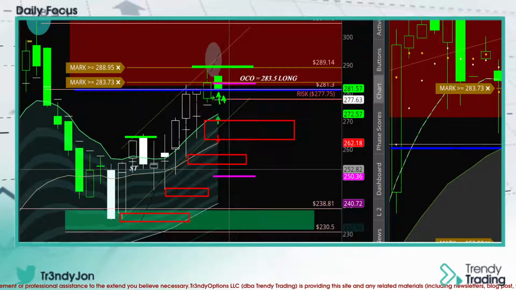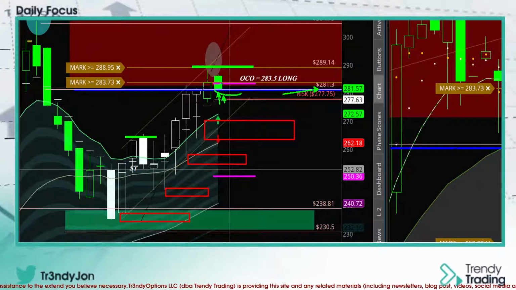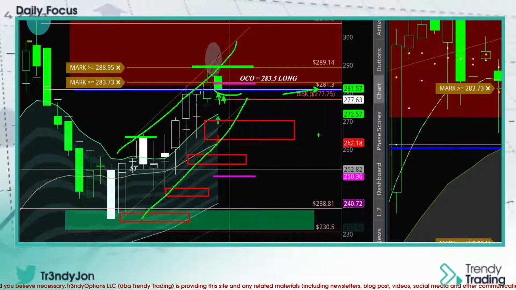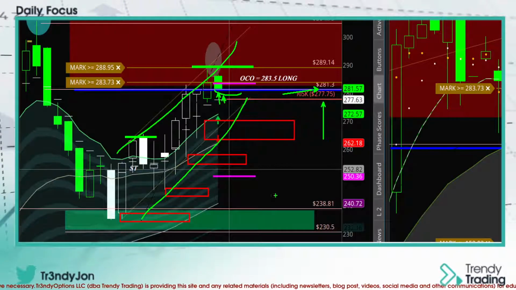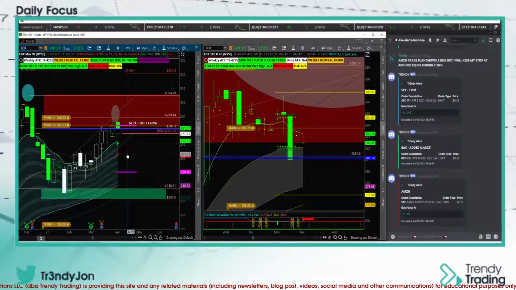So basically, what I'm looking at, as long as this 281.30 holds, that's very bullish for this trend that we're in. All right. Now, my risk for right now is 277.75. I'm not in this trade at the moment. But what I'm looking at is a possible OCO.